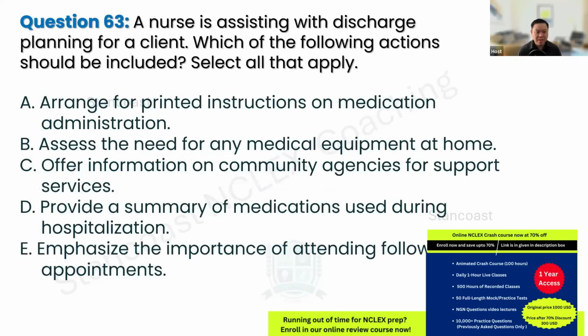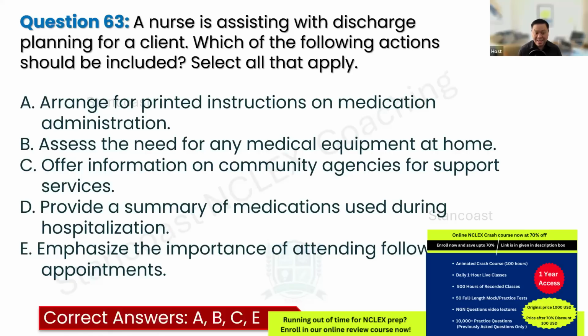Let's have number 63. A nurse is assisting with discharge planning for a client. Which of the following actions should be included? Select all that apply. A. Arrange for printed instructions on medication administration. B. Assess the need for any medical equipment at home. And C. Offer information on community agencies for support services. And D. Provide a summary of medications used during hospitalization. And E. Emphasize the importance of attending follow-up appointments. The correct answers are letters A, B, C, and E.